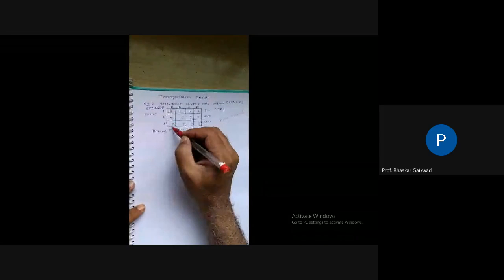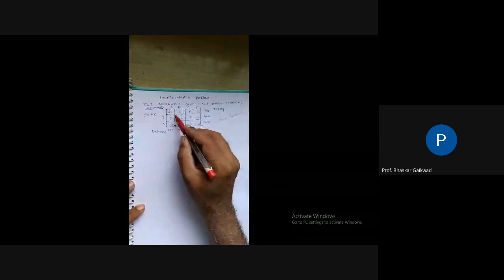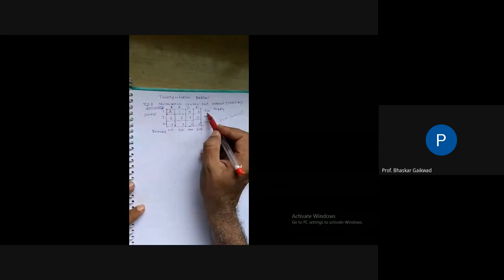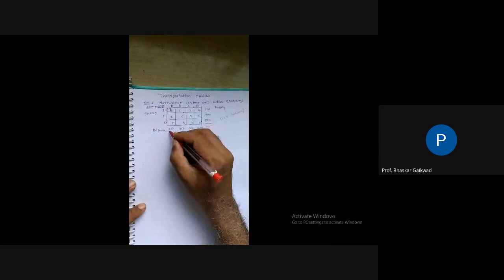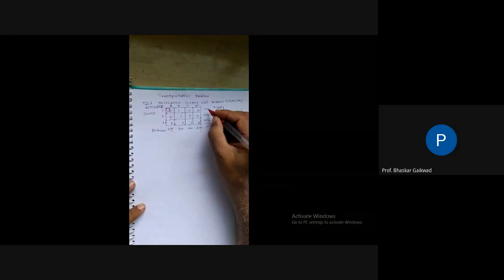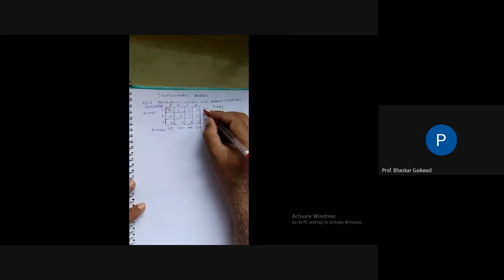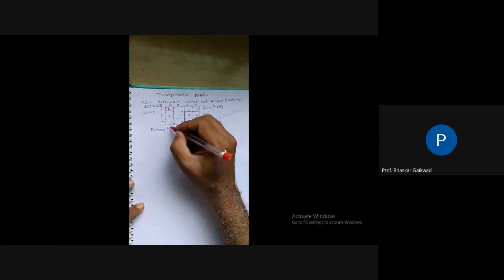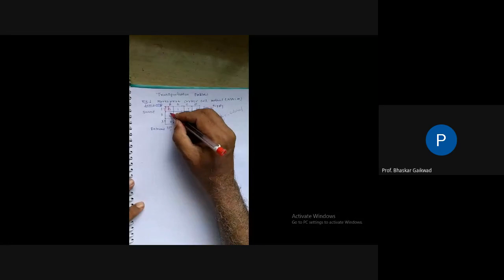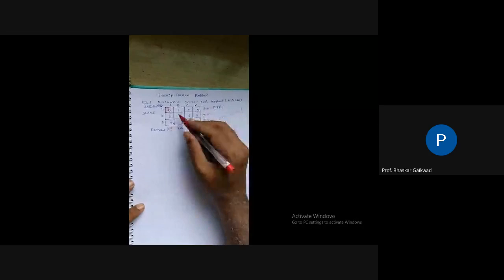So you can see here demand is 250 and supply is 300. Out of this, the minimum is 250. So here you can write 250, and this will become 0, and here it will become 50. Now this column is over because here it is 0, so you can cross it out like this. So this is the first step.